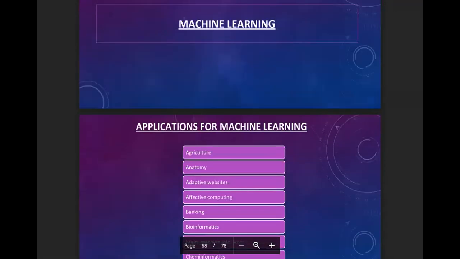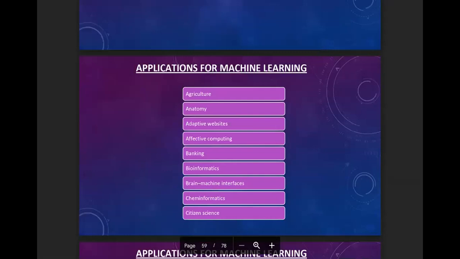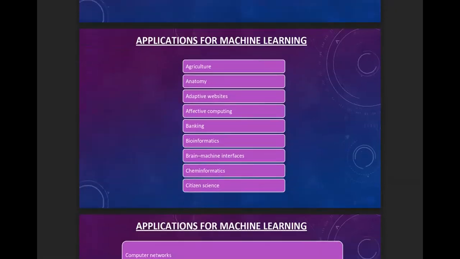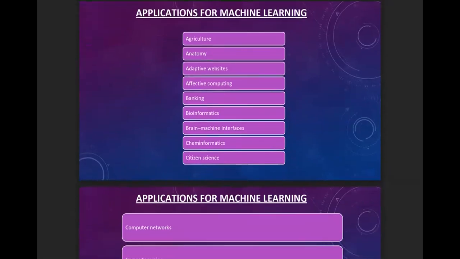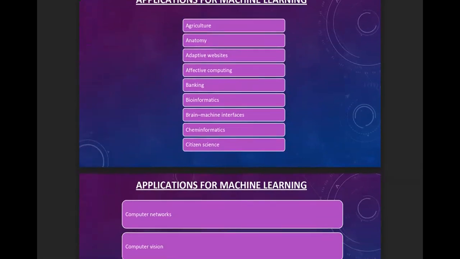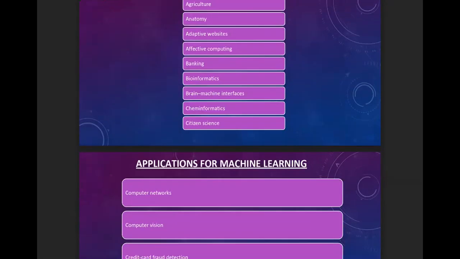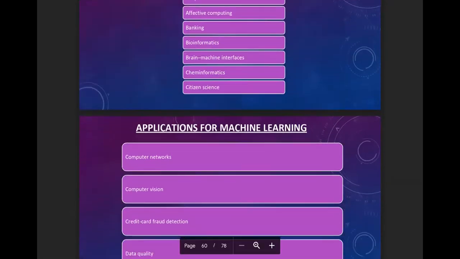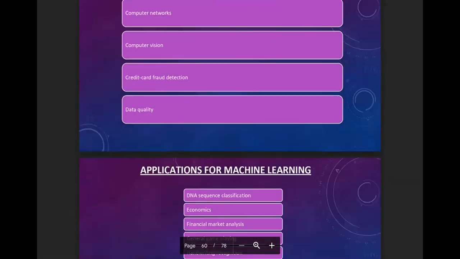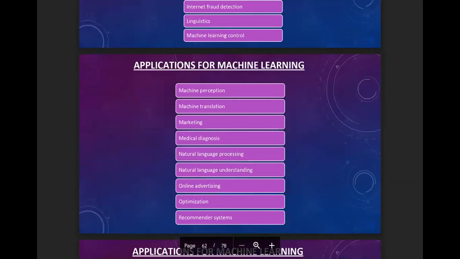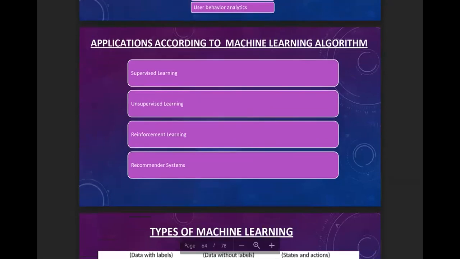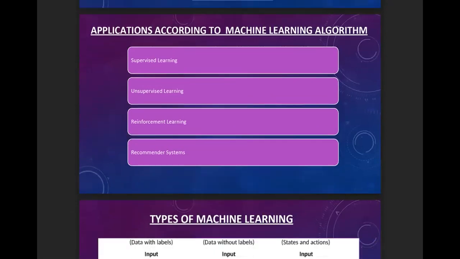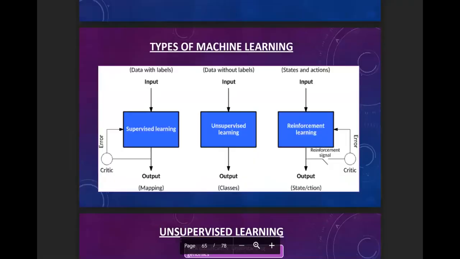Now, some part in machine learning. Machine learning is also a part and parcel of AI, with agriculture, anatomy, adaptive websites, affective computing, banking, bioinformatics, brain-machine interfaces, then cheminformatics, and citizen science. The main part is dealing with the three, four basic categories, that is supervised learning, unsupervised learning, reinforced learning, right? That we will see in the later part.